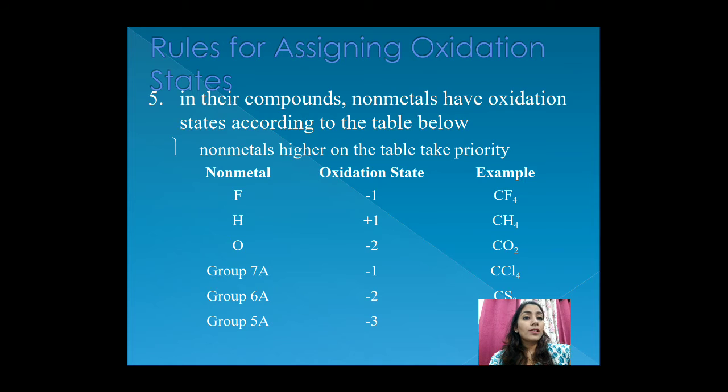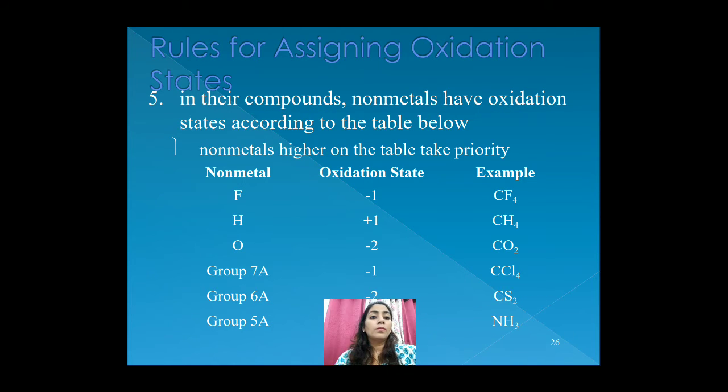Rule for assigning oxidation state. In their compounds, non-metals have oxidation states according to this table. Non-metal fluorine, oxidation state -1, example CF4. Hydrogen +1, CH4. Oxygen -2, CO2. Group 7 -1, CCl4. Group 6 -2, CS2. And group 5 -3, NH3.